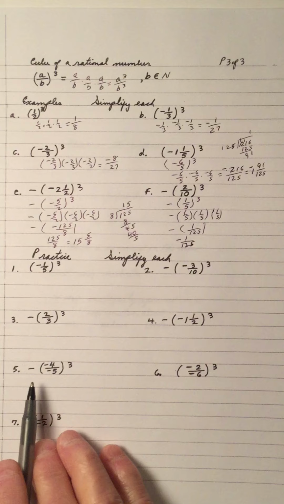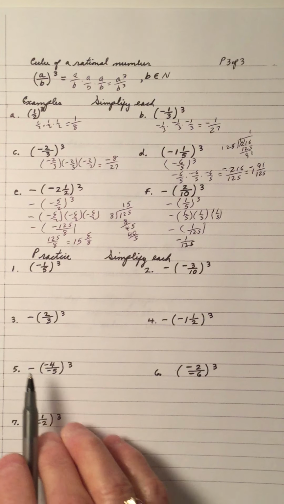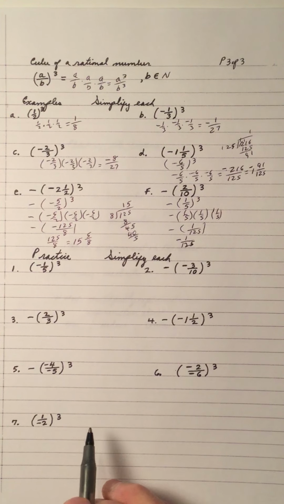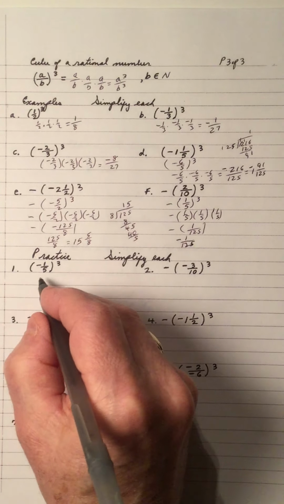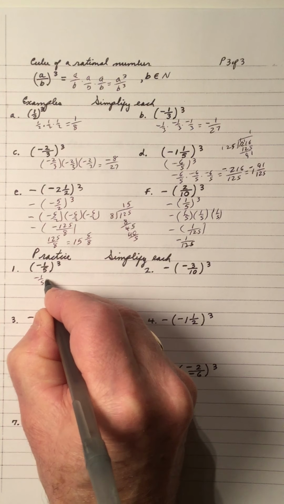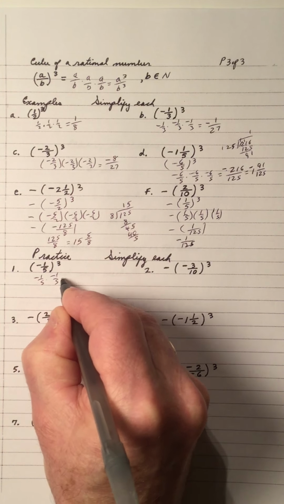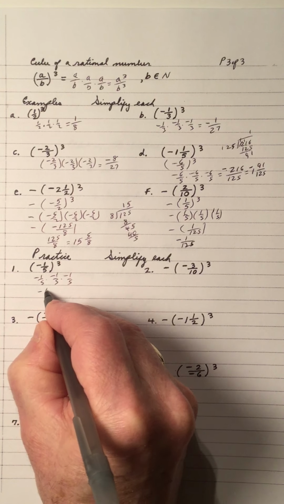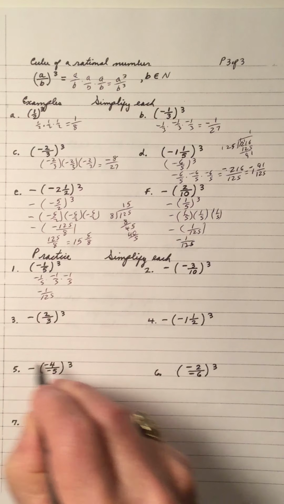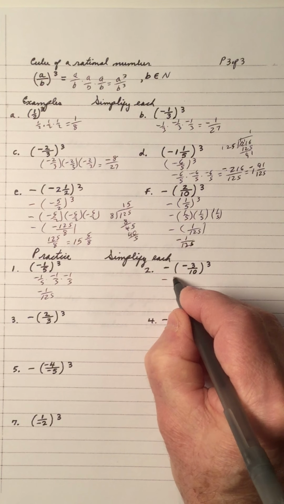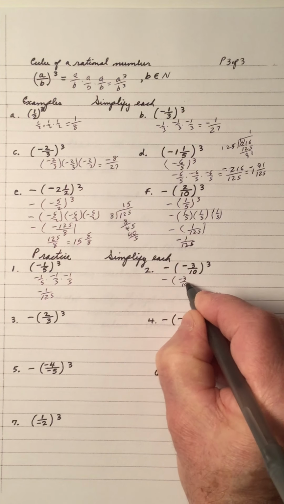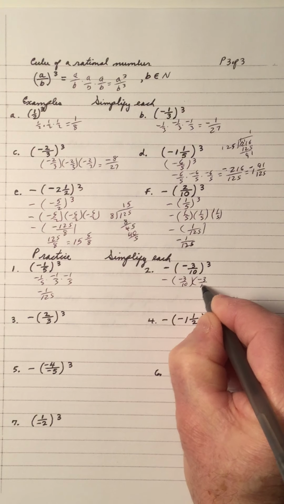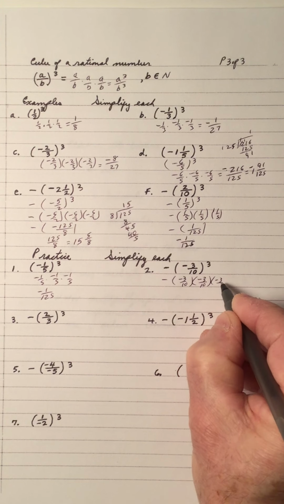And you have a practice here, so pause your video and work these out and play it back to see if you got the right answers. Here we go. Negative 1/5, negative 1/5, negative 1/5 when you cube it. And that's negative 1 over 125. The negative of 3 over 10, 3 over 10, and 3 over 10.